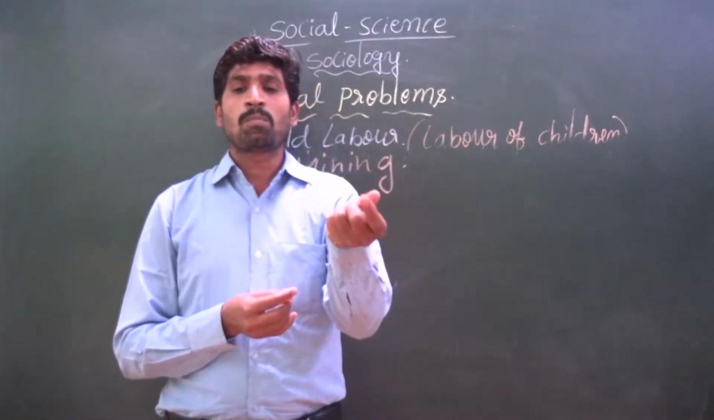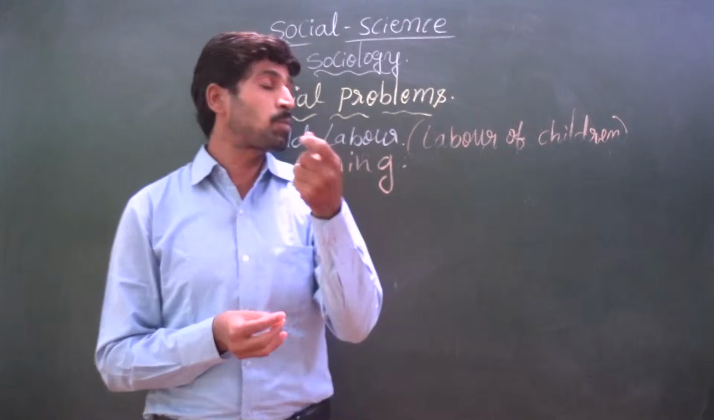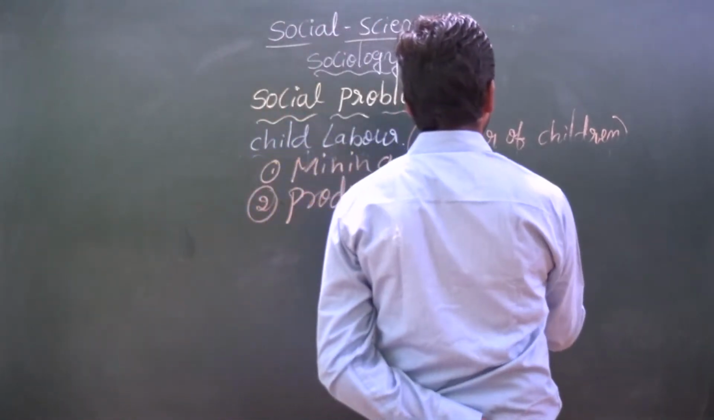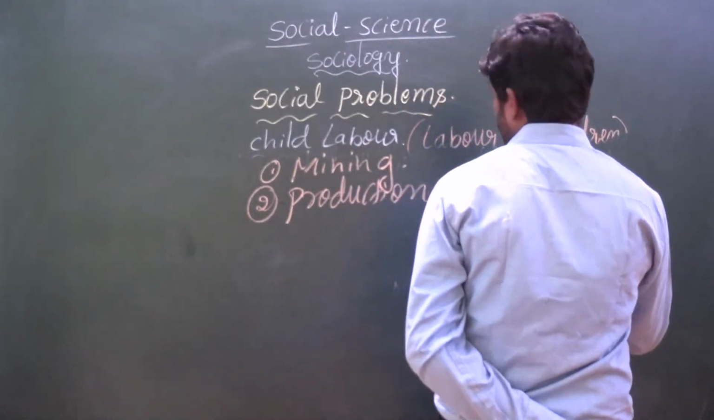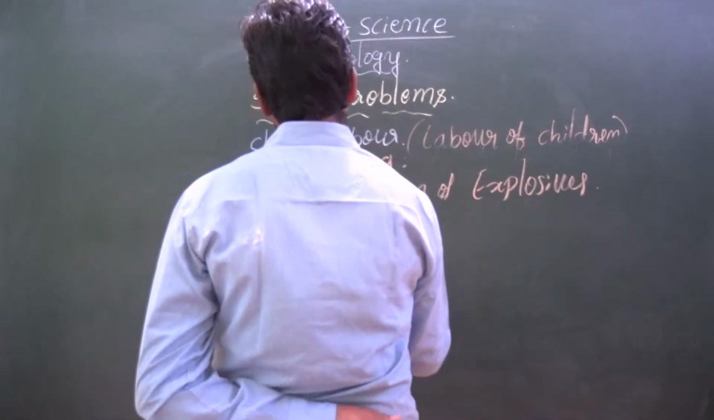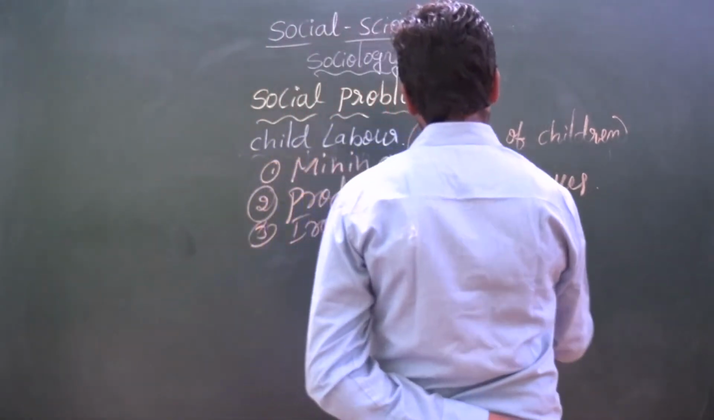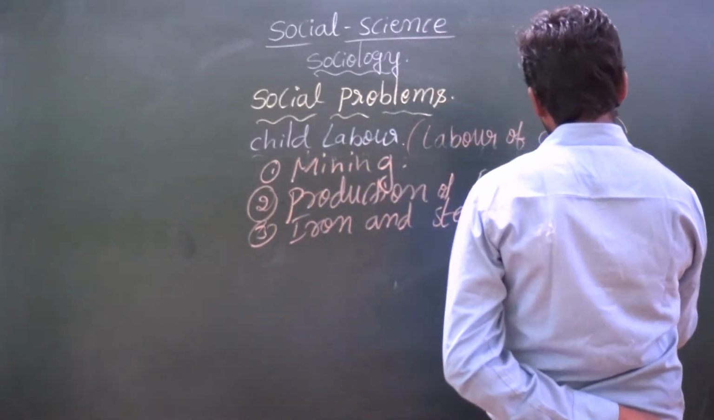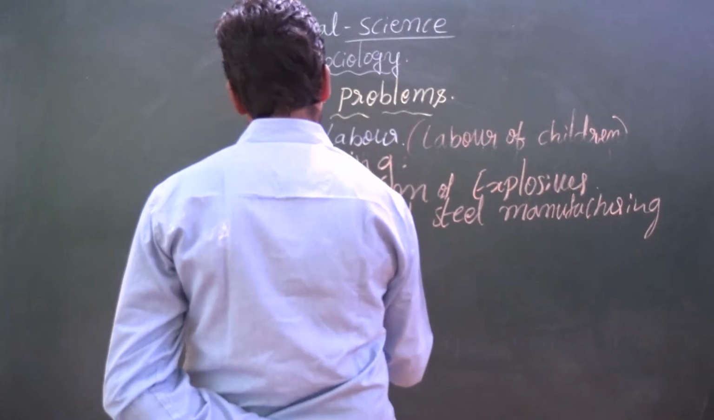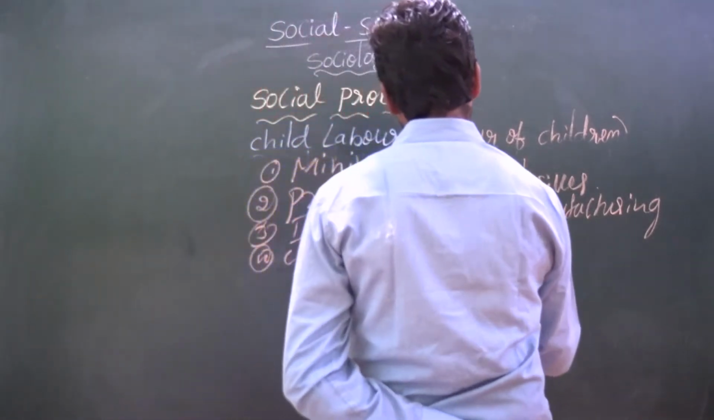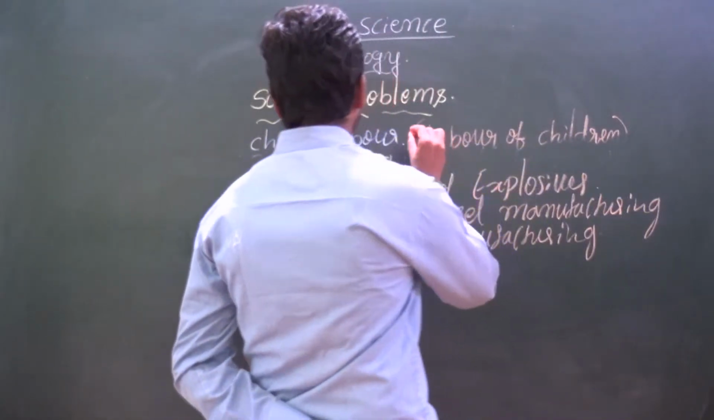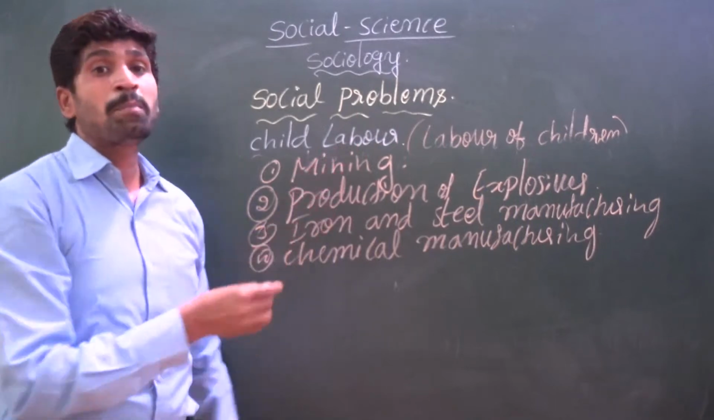And next we can see the production of explosives, then iron and steel manufacturing, and chemical manufacturing. In these areas, hiring children as labor is completely prohibited.